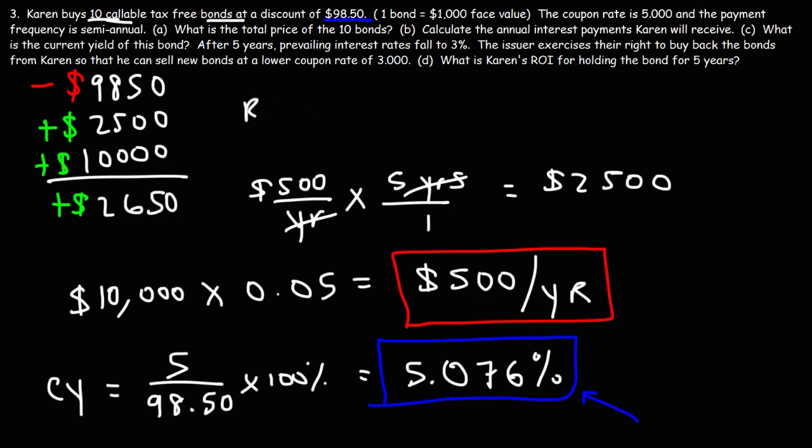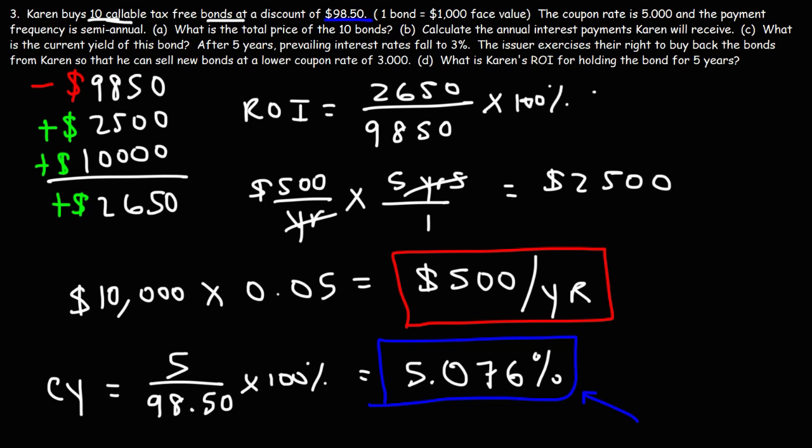So now we can calculate her ROI. So if we take a gain of 2,650 divided by her initial cost of investment, which was 9,850 times 100%, this is going to be 2,650 divided by 9,850 times 100, and that is 26.9%. So that's her ROI after 5 years.